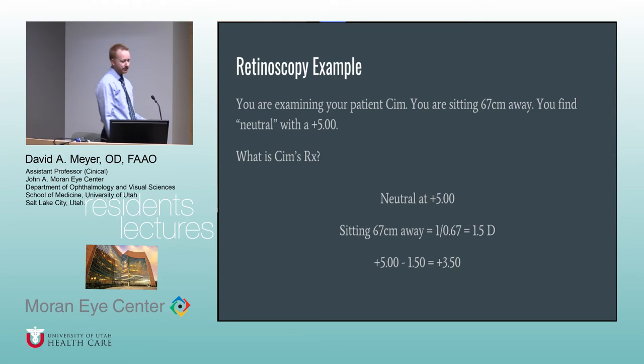I have a question. Sure. When you subtract the working distance, you're basically subtracting the distance where you have the retinoscope from the patient's eye, correct? Mm-hmm. And so that's theoretically saying that the power is not exactly on the eye, and so there's that portion of the vertex distance, correct?